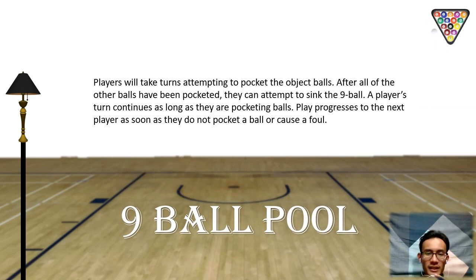We'll take turns attempting to pocket the object balls. After all of the other balls have been pocketed, they can attempt to sink the ninth ball. A player's turn continues as long as they are pocketing balls. Play progresses to the next player as soon as they do not pocket a ball or cause a fault.